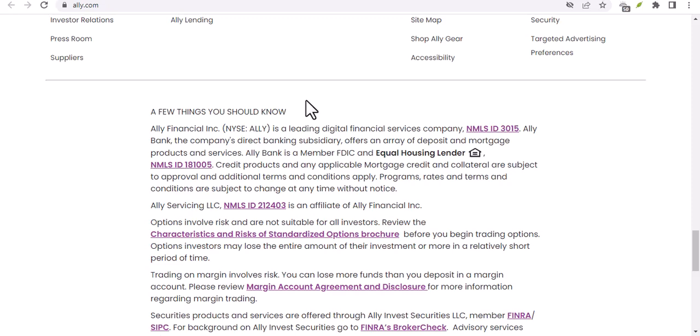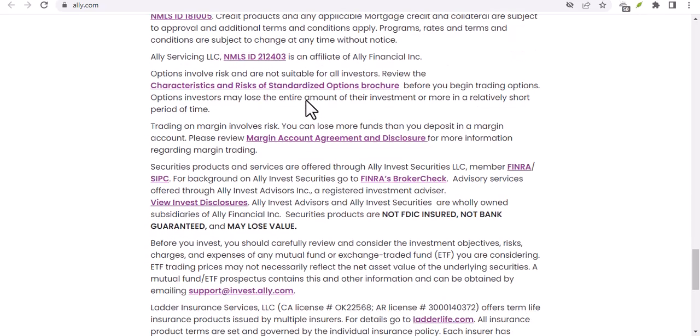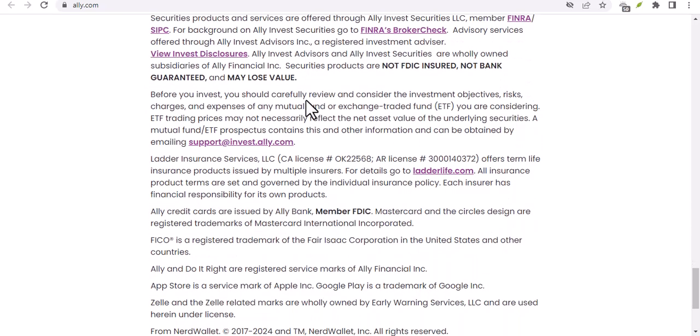3. Contact forms. If you can't find the answer in the FAQs, you can try filling out a contact form. Ally Bank usually has different forms for various inquiries, such as general questions, account issues, or disputes. Provide as much detail as possible in your message to help the representative assist you effectively.